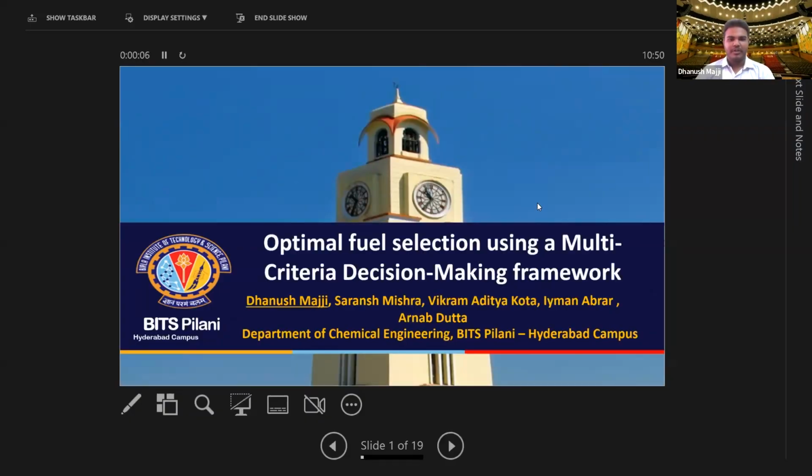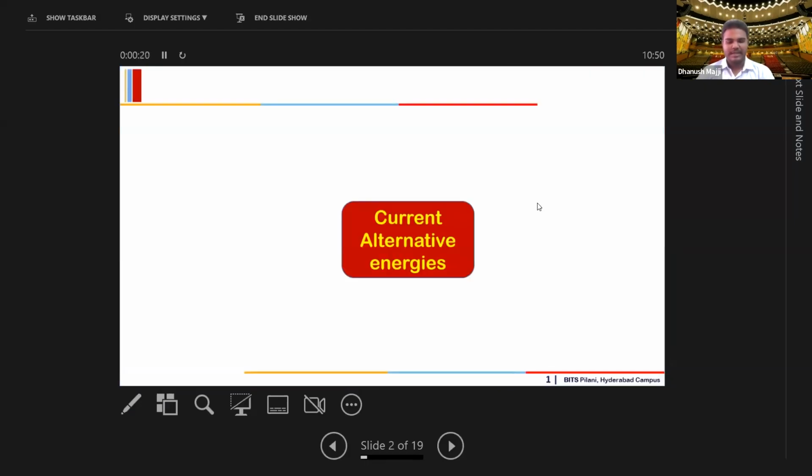Good morning, everyone. I'm Danush Maji, a UG student at the Department of Chemical Engineering, BITS Pilani, Hyderabad campus. I'm going to present my work on optimal fuel selection using a multi-criteria decision-making framework. The rising demand for energy as a result of population increase and higher standards of living has resulted in extensive utilization of fossil fuels. However, many fossil fuels are now creating a variety of emissions like hydrocarbon, carbon monoxide, carbon dioxide, smoke, and particulate matter.